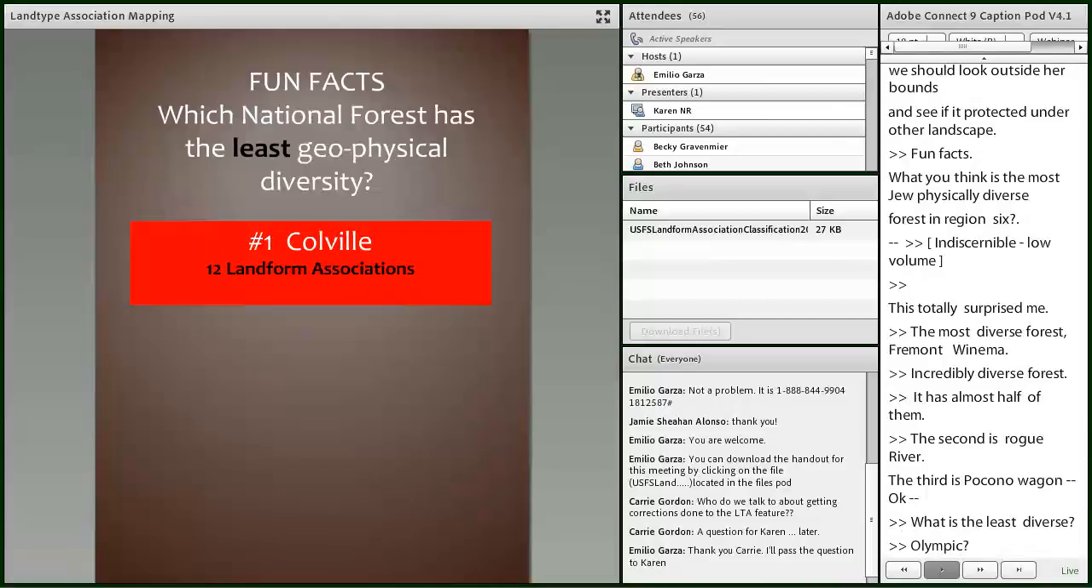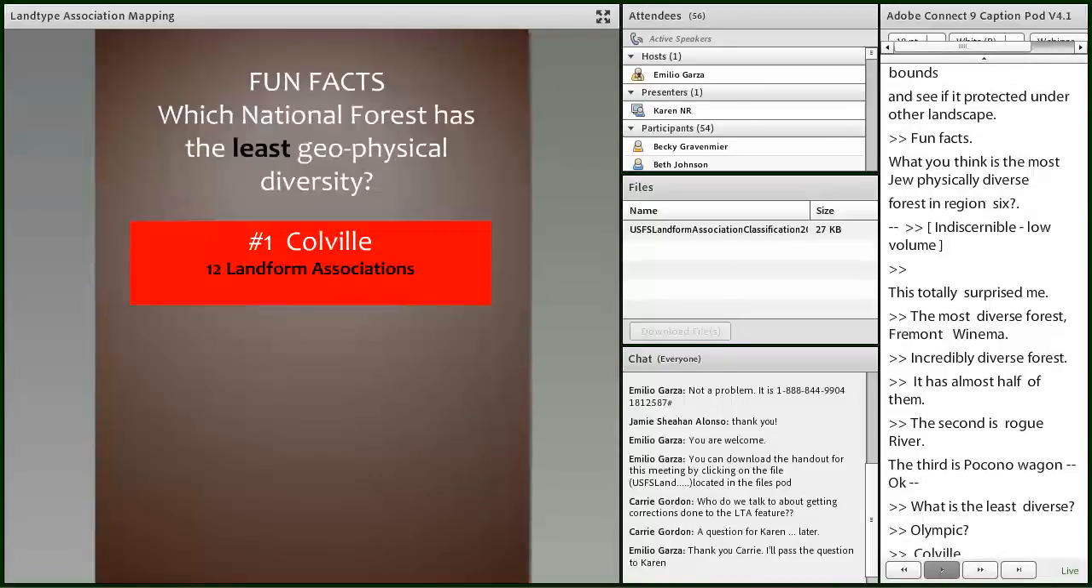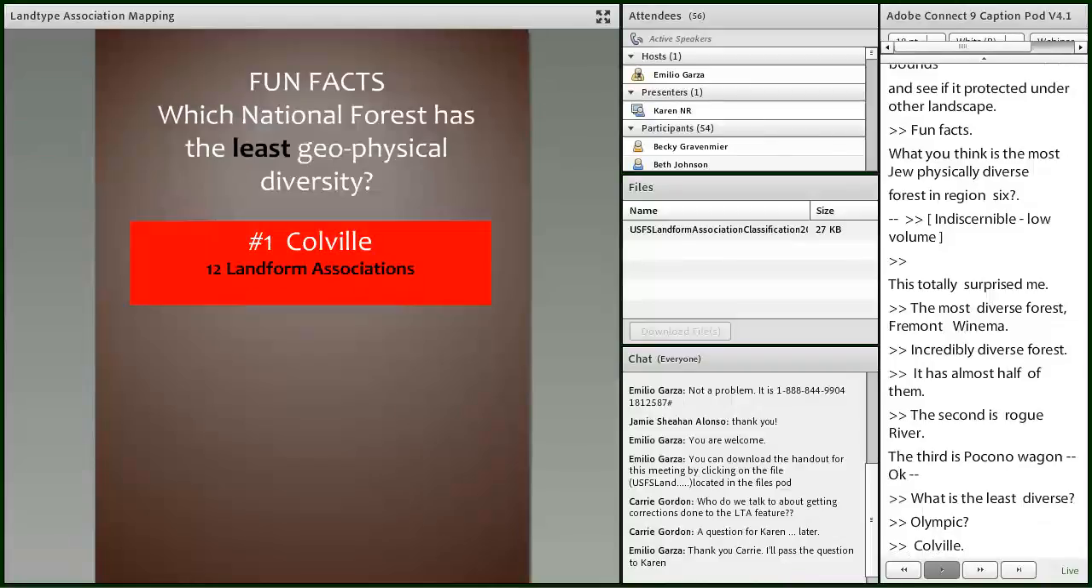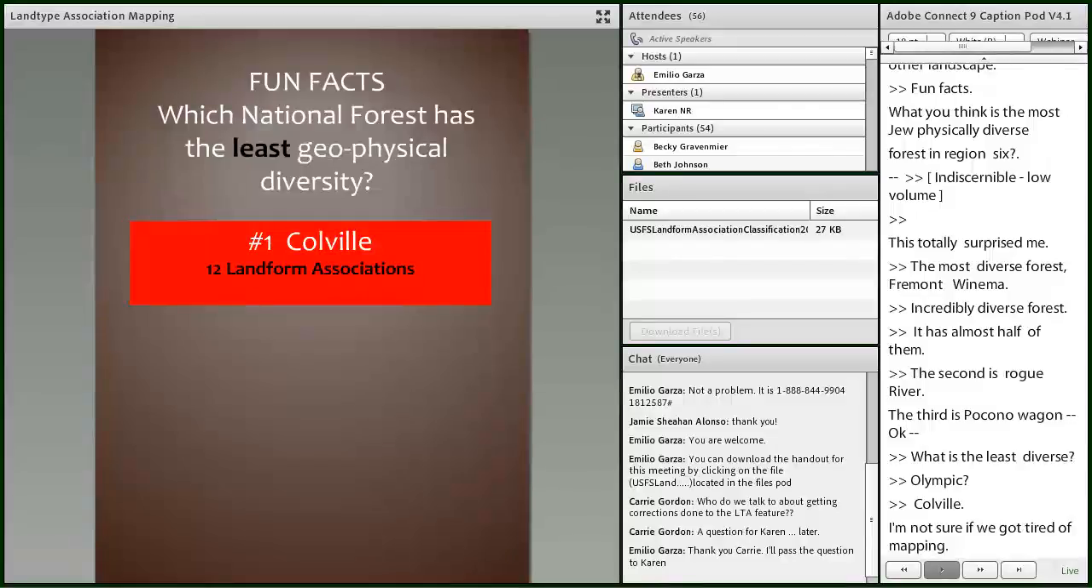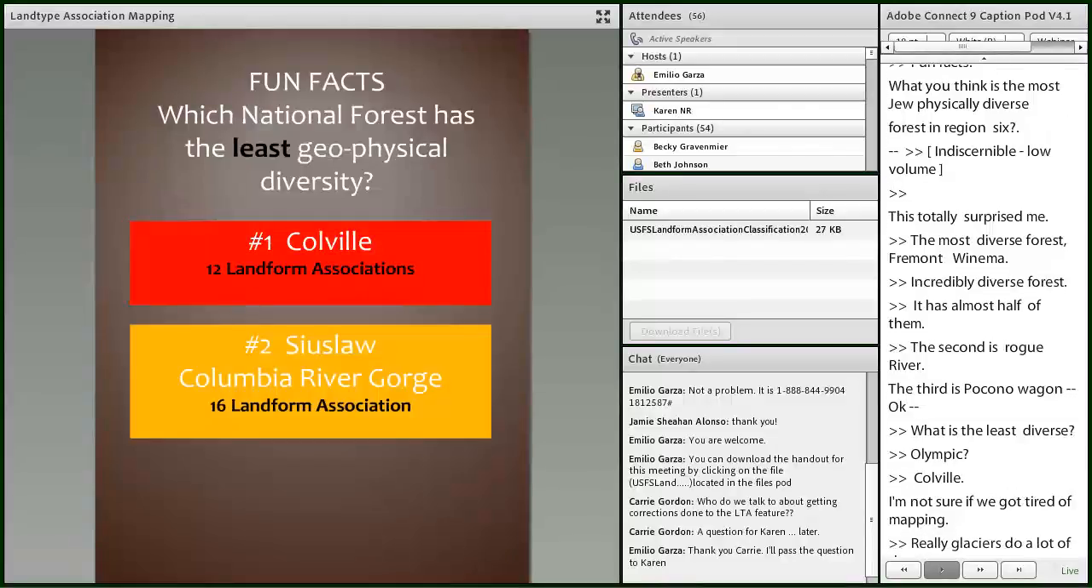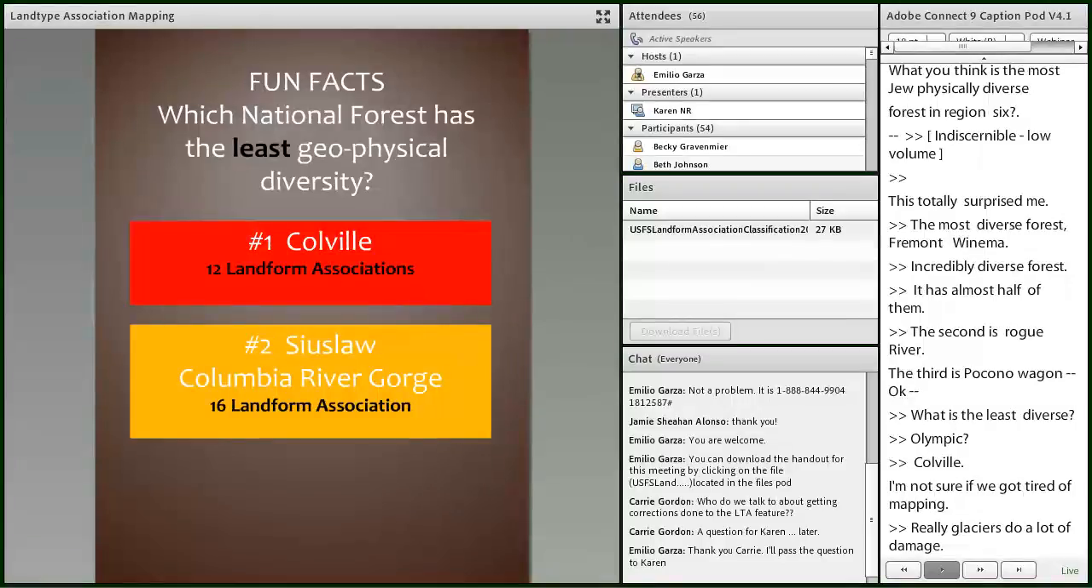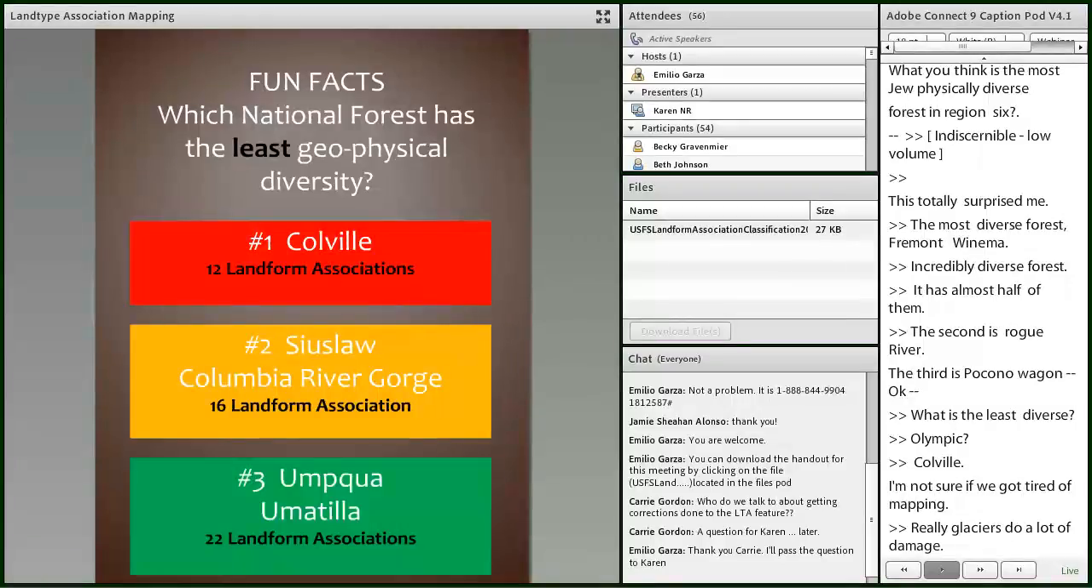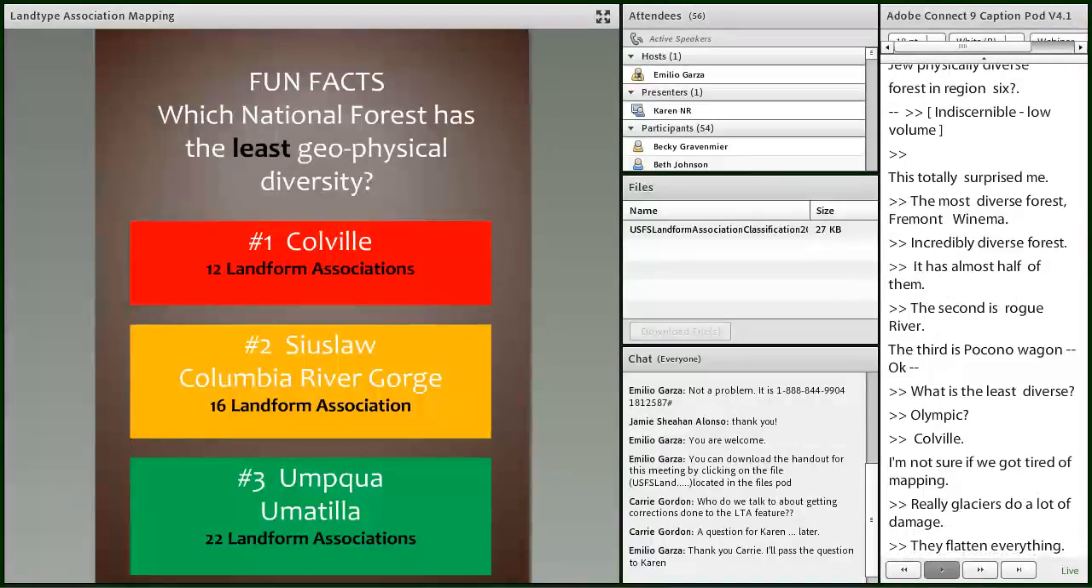I'm not sure if we got tired of mapping by the time we got to the Colville. But really, glaciers do a lot of damage. Continental ice sheets kind of just flatten everything, right? So second, Siuslaw and Columbia River Gorge tie, and Umpqua and Umatilla third. Oh, wow.